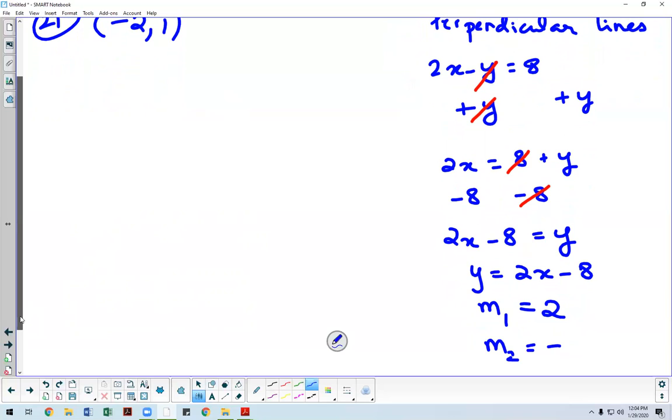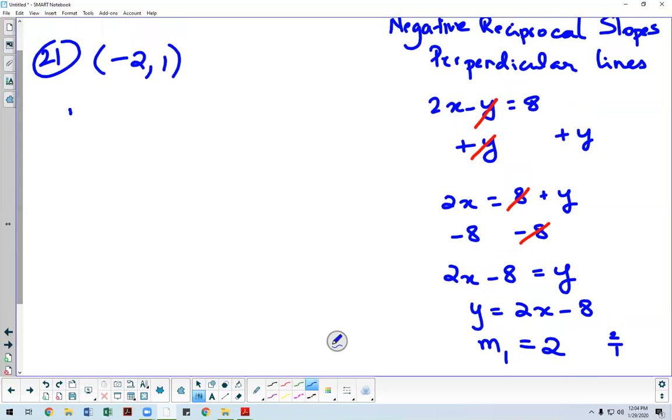-1. Yeah, so since this guy is 2, you can think of that as being 2 over 1. So if he's positive, the other slope has to be negative, and 2 over 1 will become 1 over 2. So you have to remember to invert your fraction, or basically flip it and then change the sign. So the slope of our line is going to be that m2, which is negative 1/2.